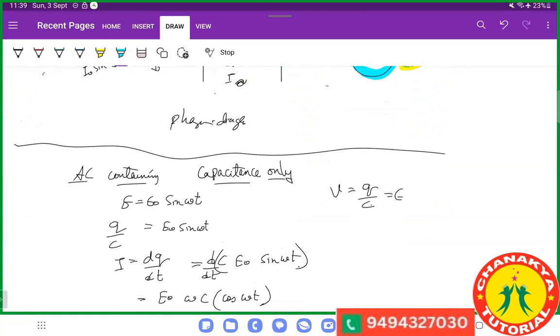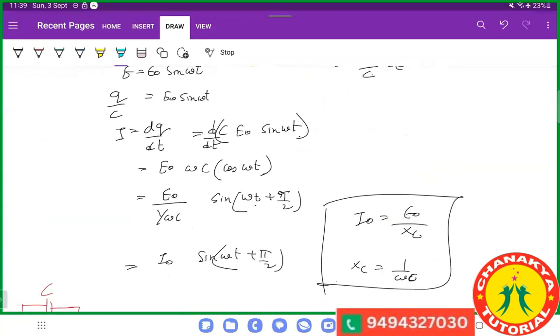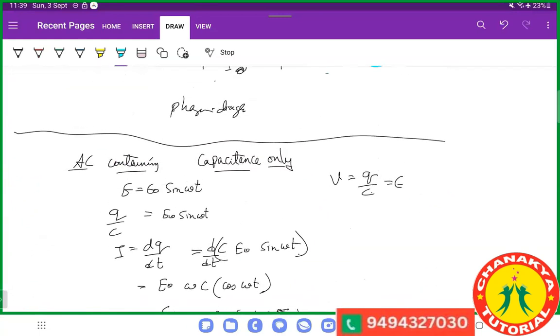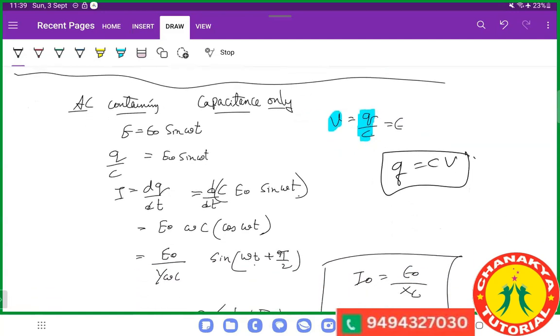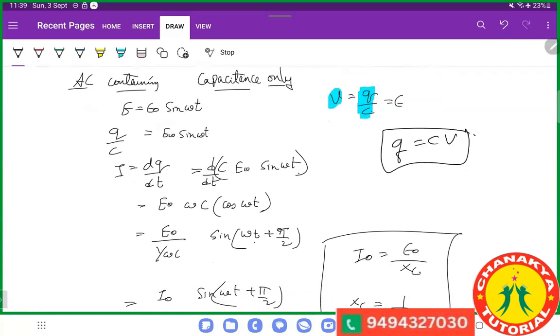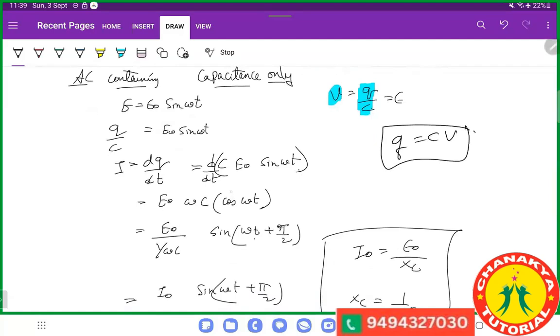Next, we will see here. The same thing we are going to do in the next one also. We will just introduce Q because Q equals CV. Remember this formula: charge equals capacitance into voltage. The same thing, if we differentiate here, we will get plus cos theta. If we want to convert this, we have cos omega t plus 90.